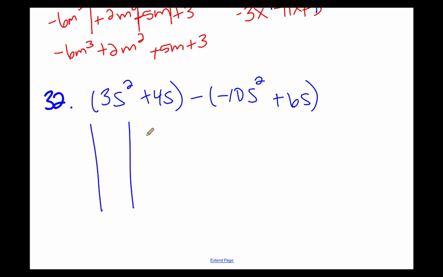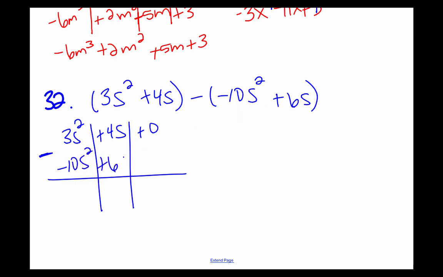So when I line them up, I'm going to have 2, 1, 0. Okay? So I'm going to have 3s squared plus 4s. This is a 0. I can put a 0 there. Minus negative 10s squared plus 6s plus 0. So this doesn't really matter, right? Because neither of them have that term. So 3 minus negative 10 is 13s squared. 4 minus 6 is negative 2s. So your answer would be 13s squared minus 2s.